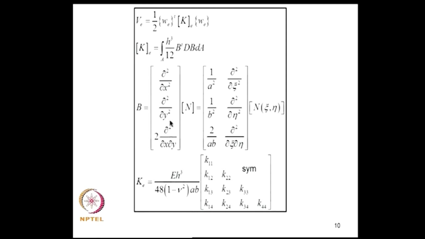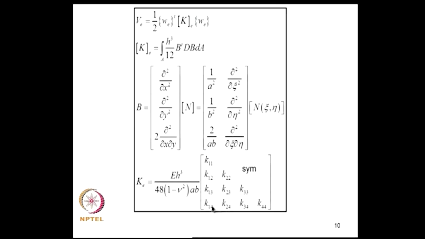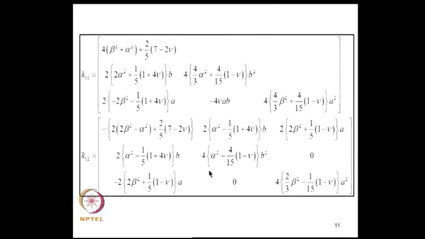B is actually given by the action of these operators on n, and we can show that this is actually this in terms of n of psi comma eta, and consequently Ke can be evaluated in this form, where K11, 12, 13, 14 etc., all these are again matrices. So, they are 3 by 3 matrices. So, the entire matrix is 12 by 12. So, these matrices have been evaluated.